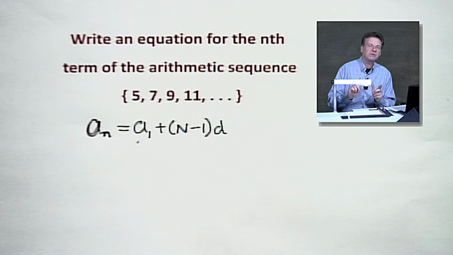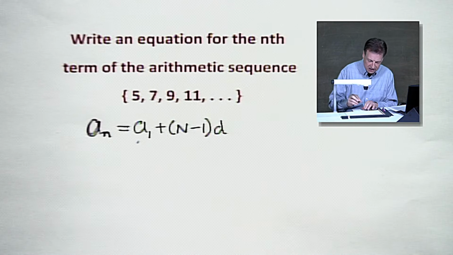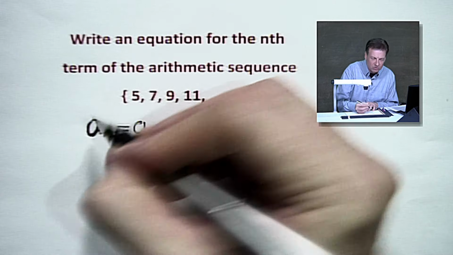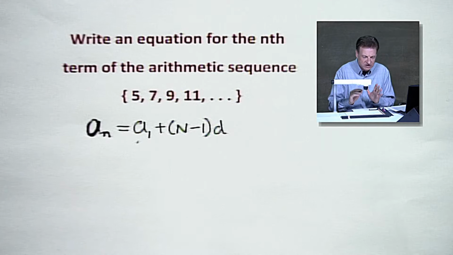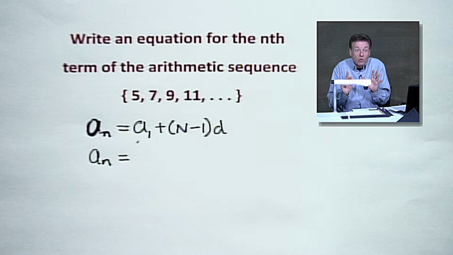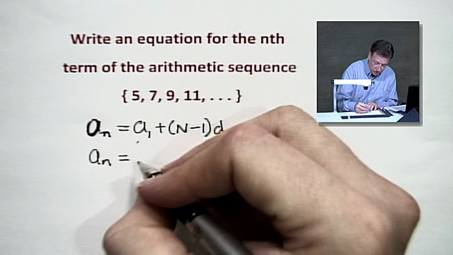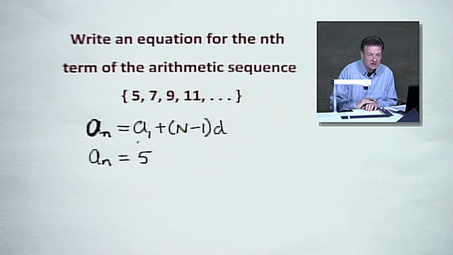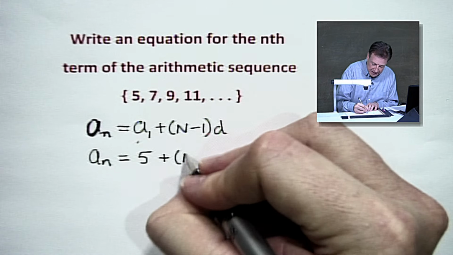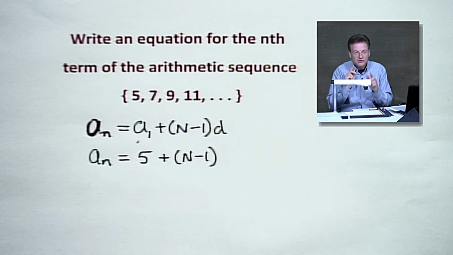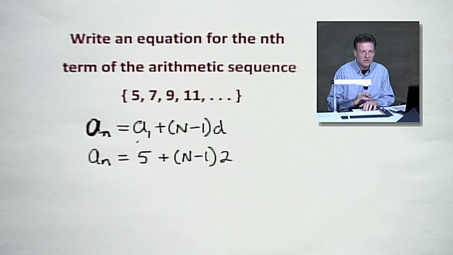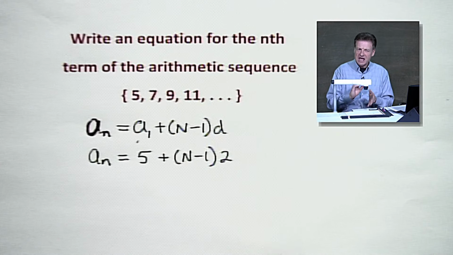So let's go back and place some things into this formula. First of all, I'm not worried about what a sub n equals. That leaves it open for me. What I do know is 5 is going to go in this first slot. There we go, put that 5 in there. And n minus 1, I don't know what n is, so we're going to keep it. I do, however, know that the difference is 2. So there's our setup. So now it's just simplification.